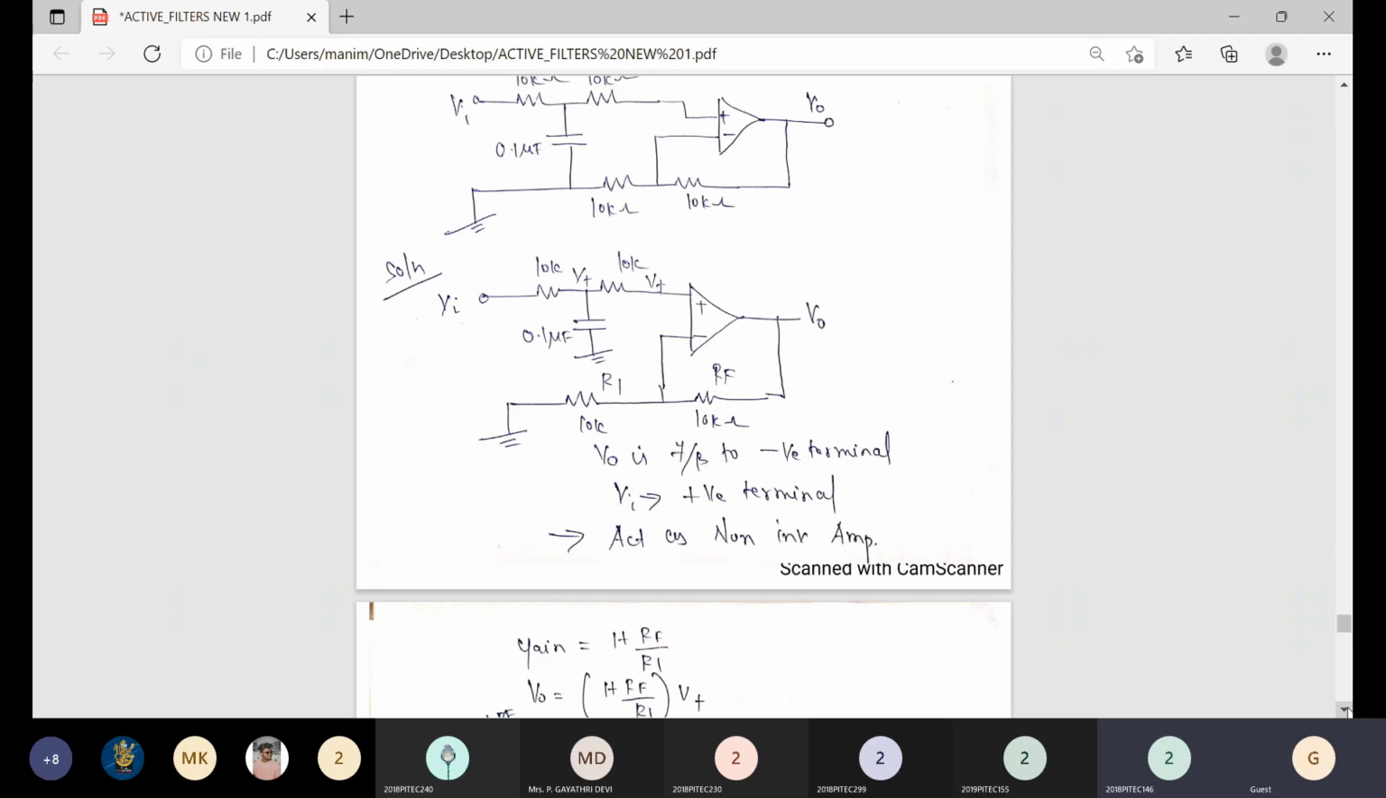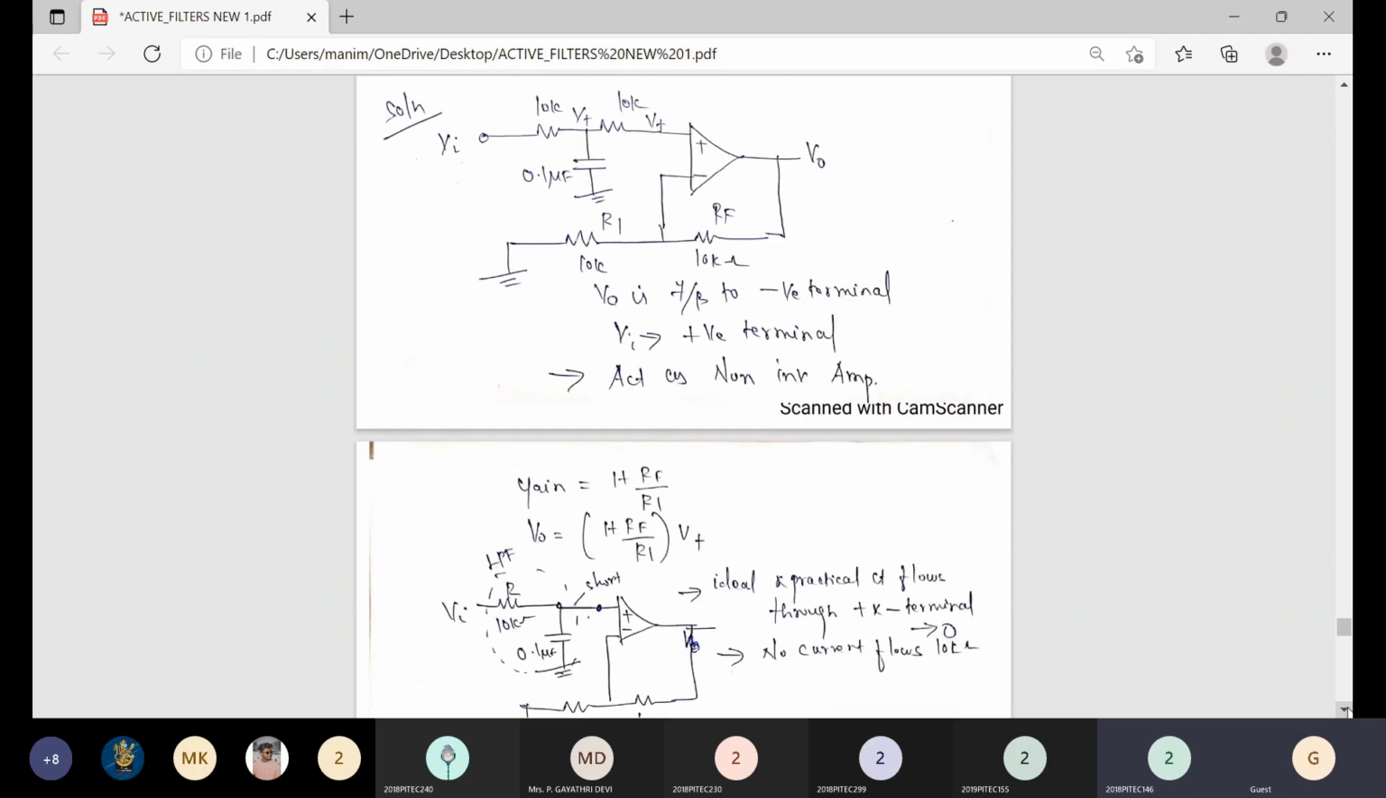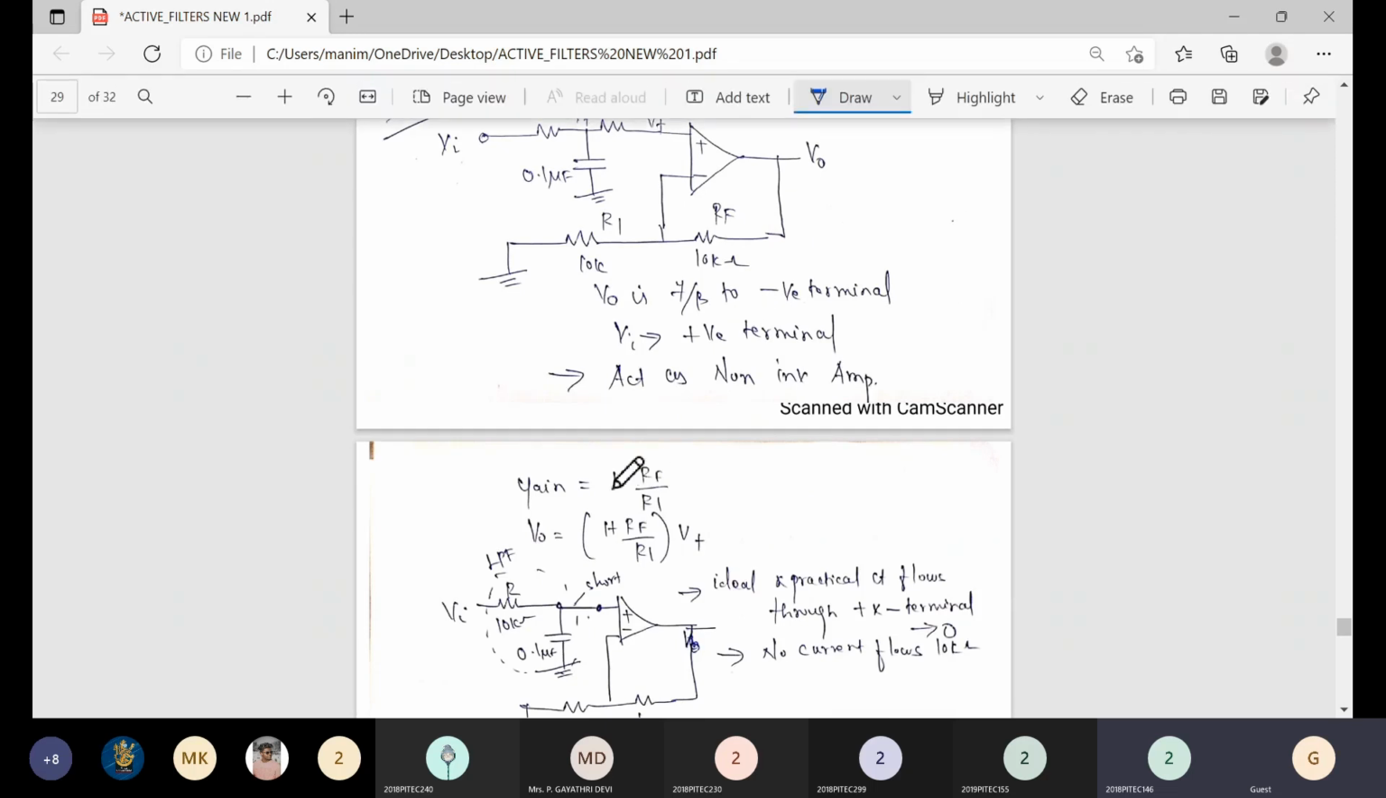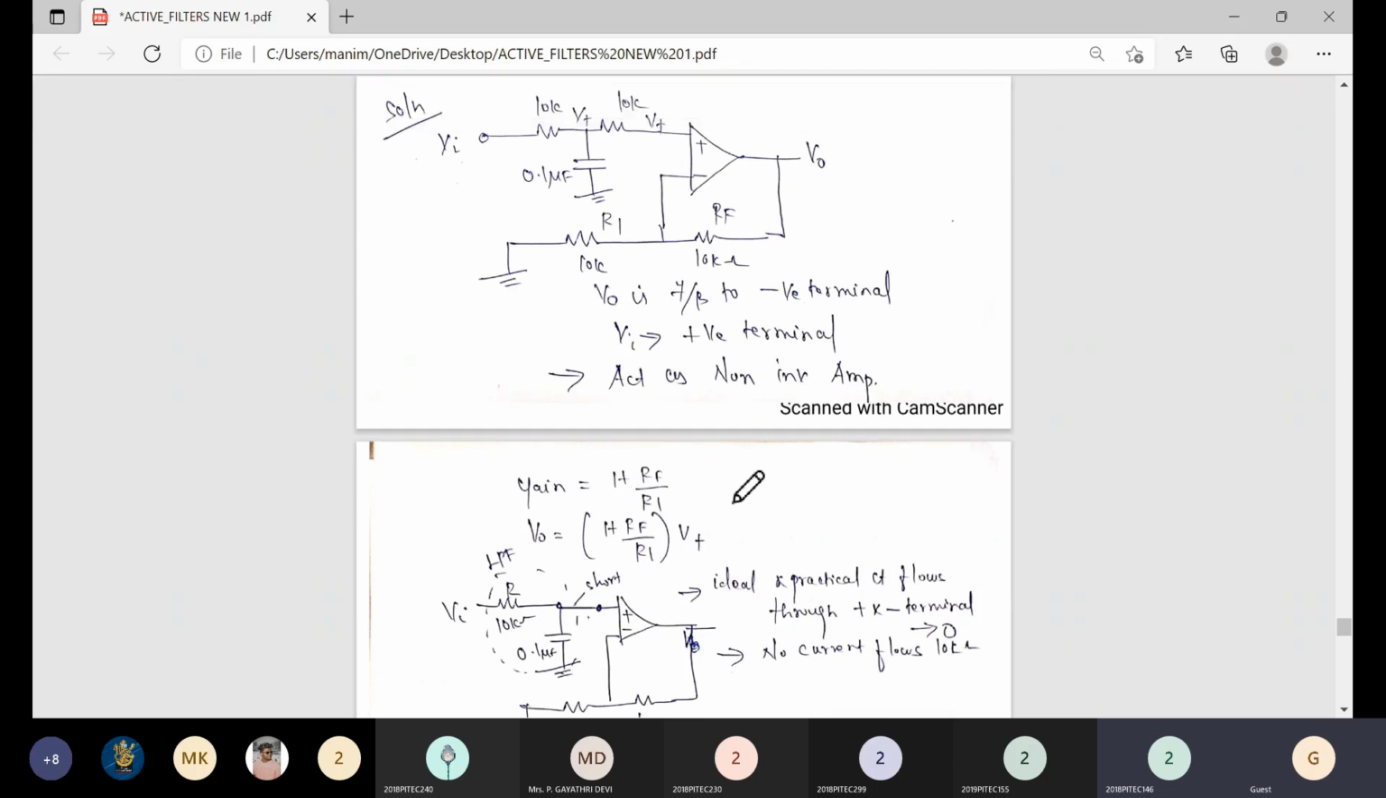Remember the gain of the non-inverting amplifier. The non-inverting amplifier gain is 1 plus RF by R1, everyone knows that. So what is the output voltage of the non-inverting amplifier? V0 equals 1 plus RF by R1 into the terminal voltage. Since this is non-inverting, we denote it V plus.